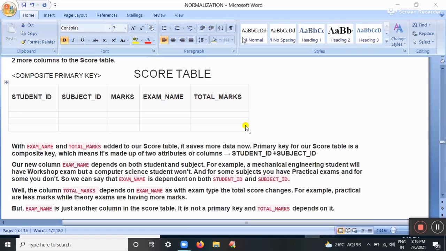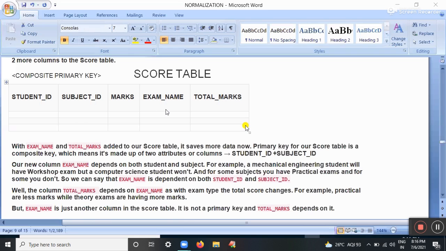What I said, so based on type of examination, total marks are changing. So sometimes we are telling like this, sir, my total practical marks are this much, theory marks are this much. So we are telling that, yes or no? So that's why your total marks always depend on type of examination. So that means finally what is happening in the table, total marks depends on examination name.